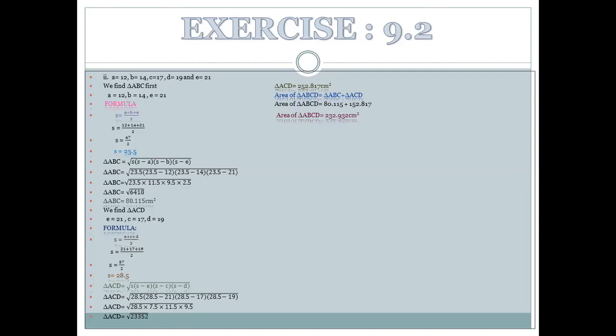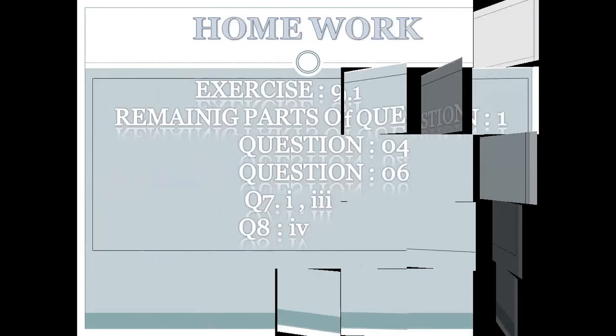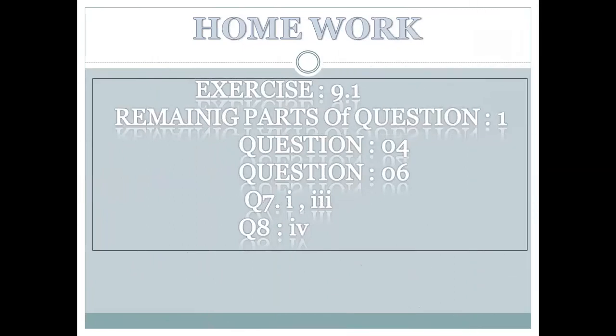We have calculated the area of both the triangles. Now is the last step, in which you add the areas of these two triangles for the area of the quadrilateral. After adding, the area becomes 232.932 centimeters square. This is the area of the quadrilateral ABCD. You cannot write the sign of the triangular area here. Only write area of the quadrilateral. Here we finish 9.2.